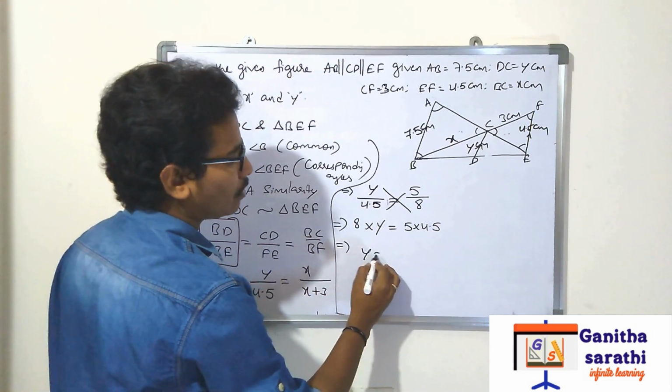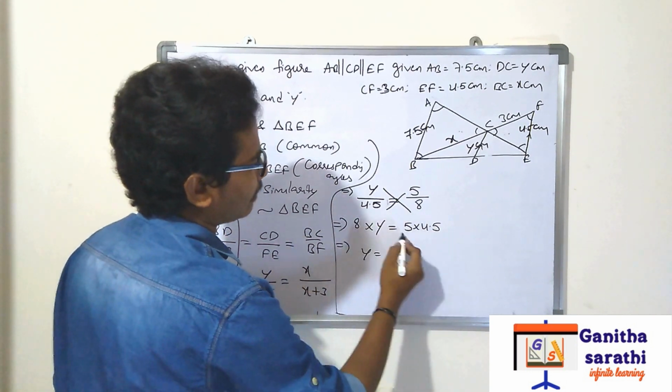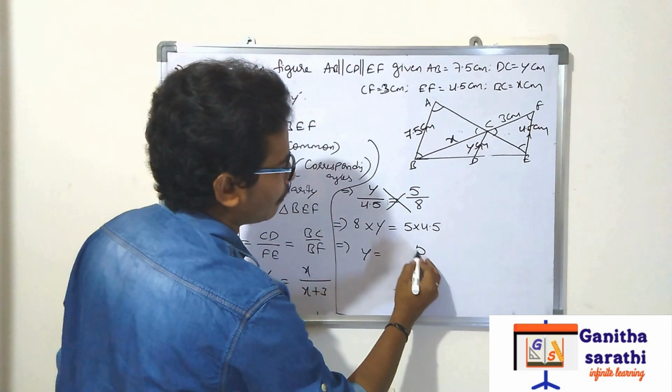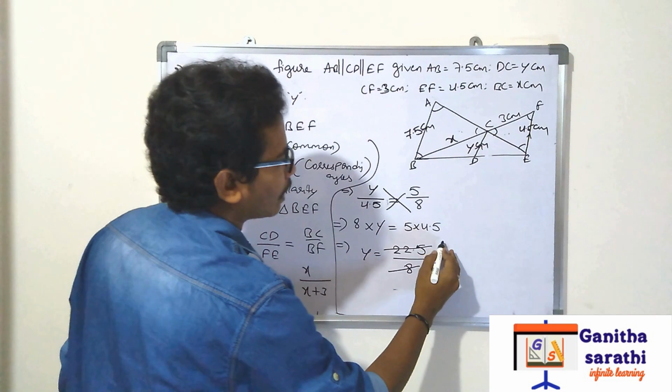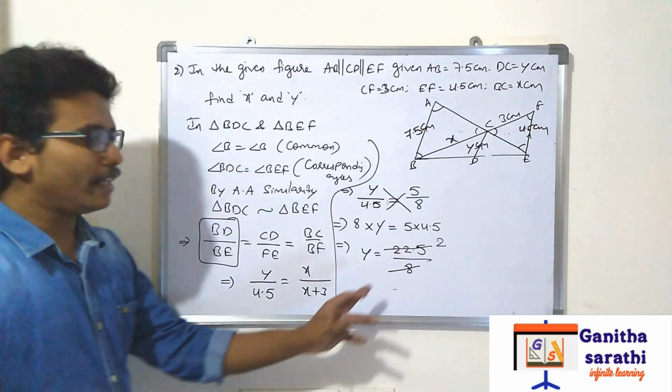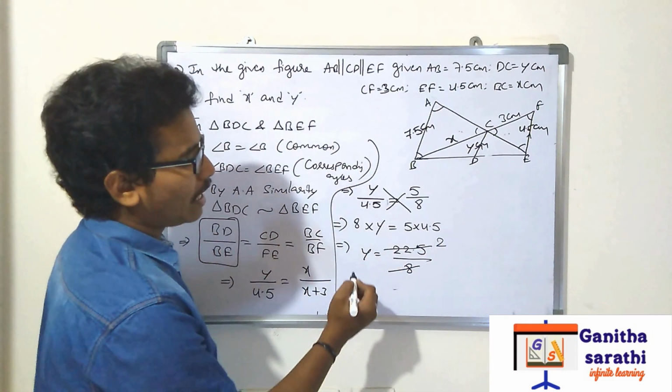Y is equal to 5 into 4.5. You can multiply this one. 5 5s are 25. 5 4s are 20. So 22.5 by 8. Cancel this one. 8 2s are how much? 16, right? 8 2s are 16. What is the balance? 6.